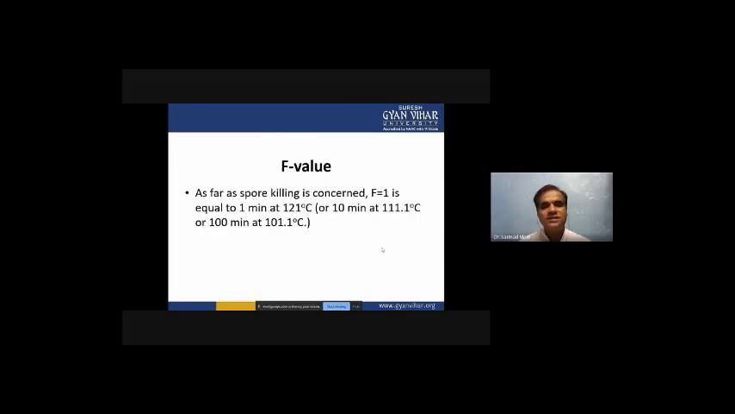If our concern is spore killing, then F should be equal to 1, which means we have to keep it 1 minute at 121 degrees centigrade, or we can reduce the temperature and increase the time, or reduce further and then increase the time. So if we are increasing the temperature, we can reduce the time. If we are reducing the temperature, then we have to increase the time to maintain the F value. And if the F value is achieved, then we can easily kill the microorganism.